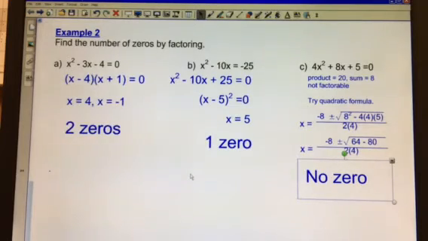So having seen this case, we're going to look at the possibility of finding the number of zeros in quadratic functions without doing all these long calculations.